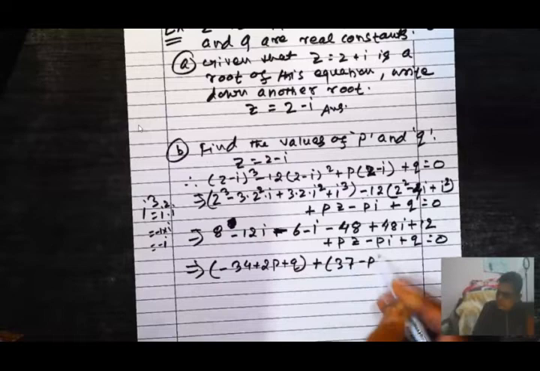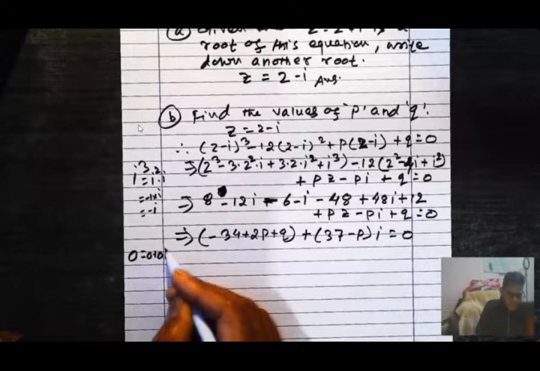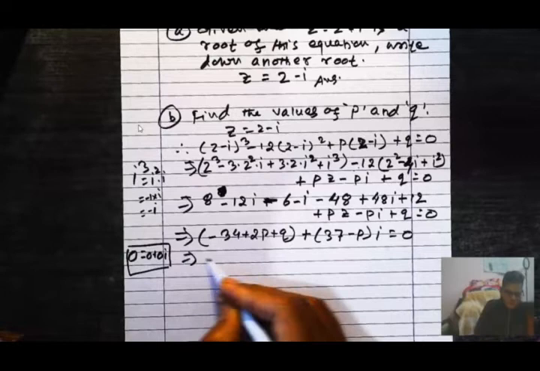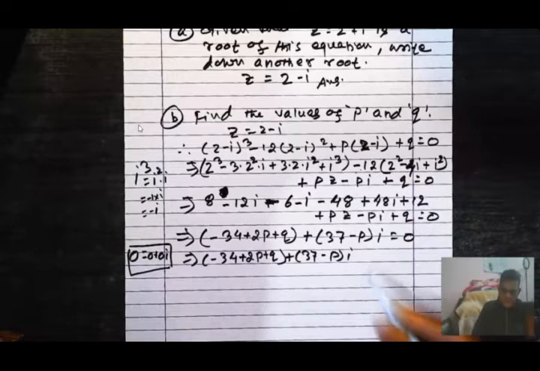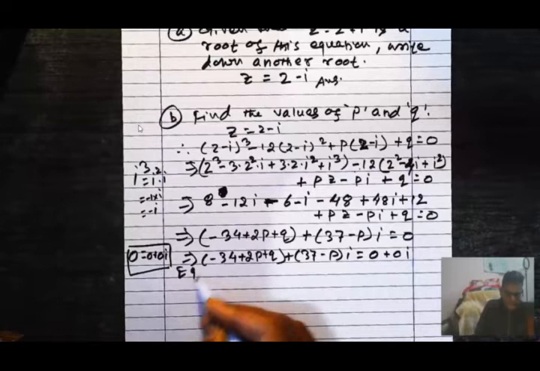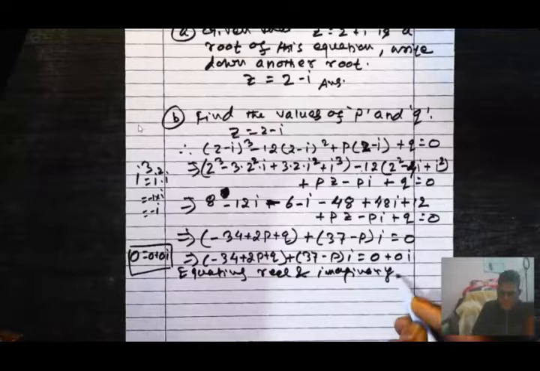But here what you can do is that you know that 0 can also be written as 0 plus 0i in the form of a complex number. Okay, so what we have here in this case is minus 34 plus 2p plus q plus 37 minus pi equals 0 plus 0i. Now we can equate, okay? So equating real and imaginary terms, or we can say imaginary parts, all right?